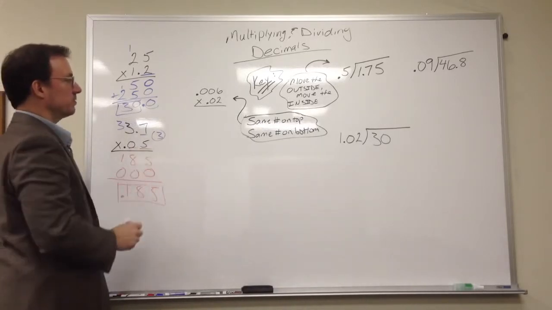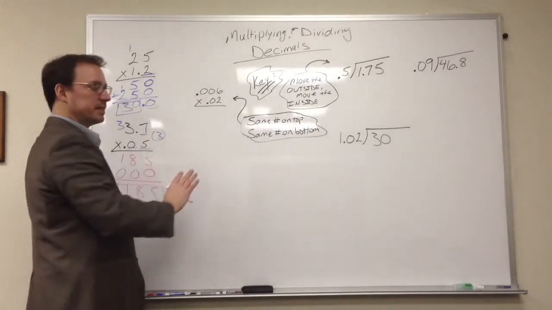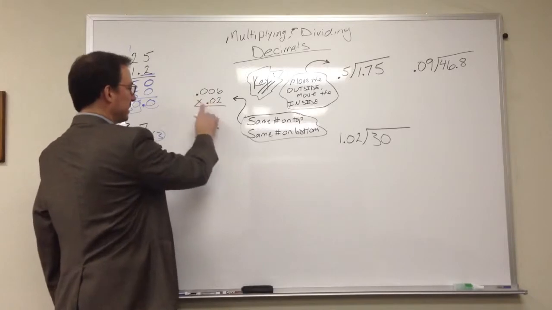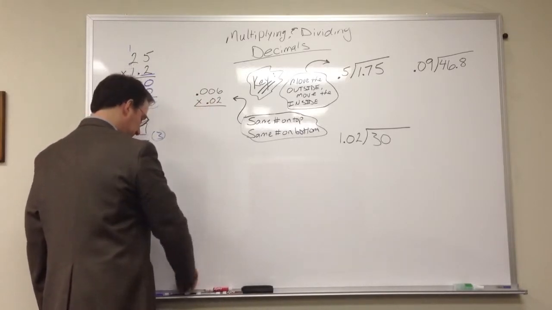All right, so let's try the other one. Notice this one looks kind of ugly at first, all those zeros, and that's okay. Just write them there. Again, they don't have to line up, and let's just do that.